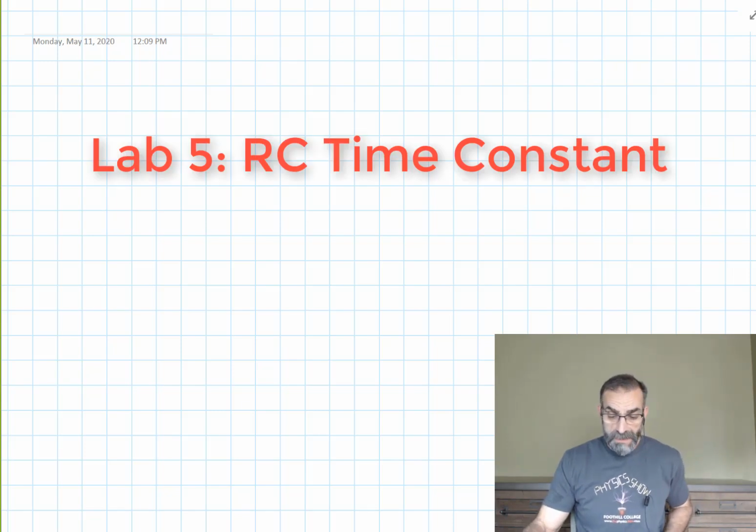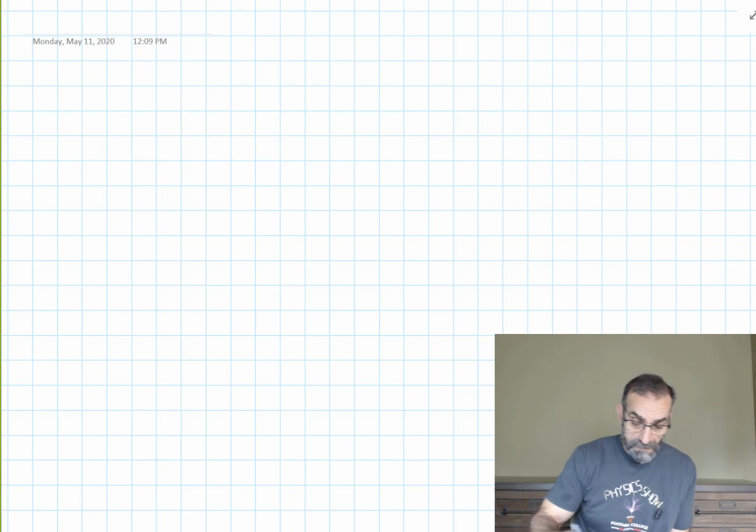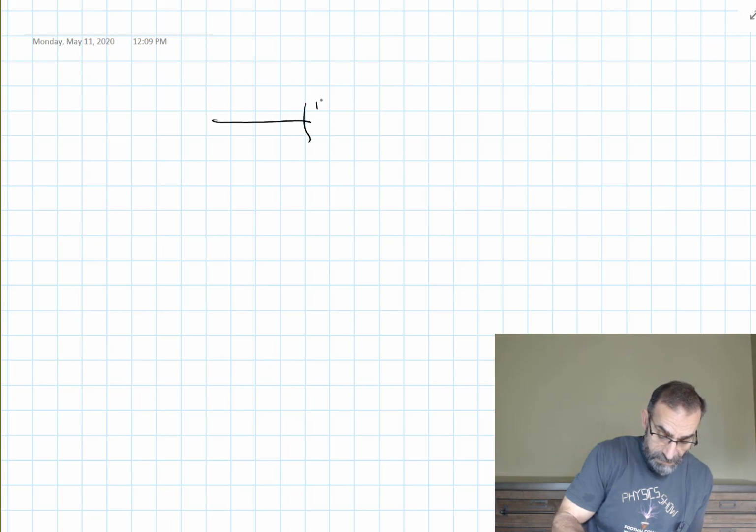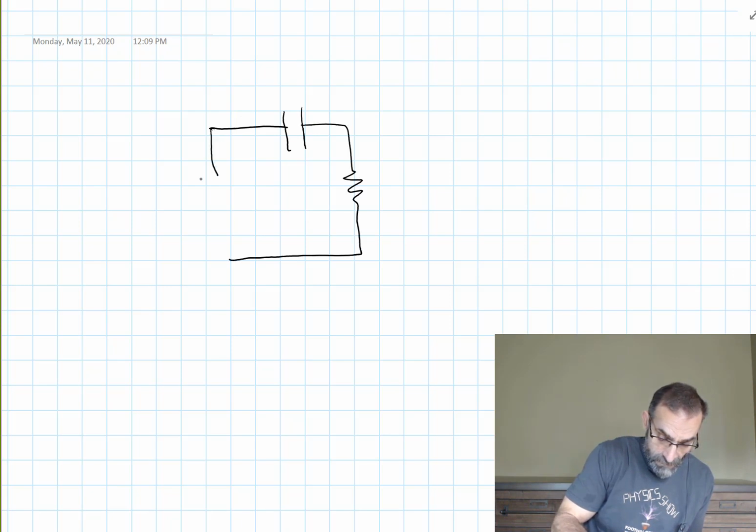Okay, let's get started with our lab. We have charging, discharging RC circuit this week, and we're going to measure the time constant. So an RC circuit just has a resistor and a capacitor in series with each other, and our power supply.